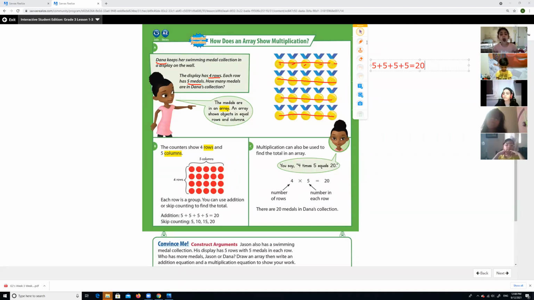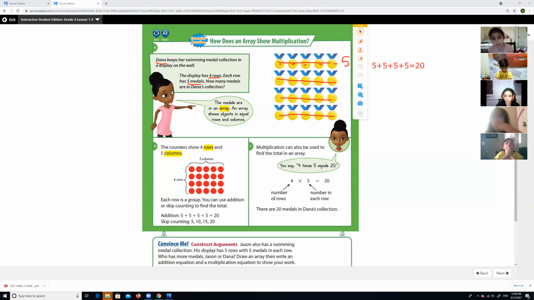I want you, Talia, to skip count. So in this row, we said we have 5, right? So I will write 5. Now add 5 again. 5 plus 5. 10. Talia, here, 10.